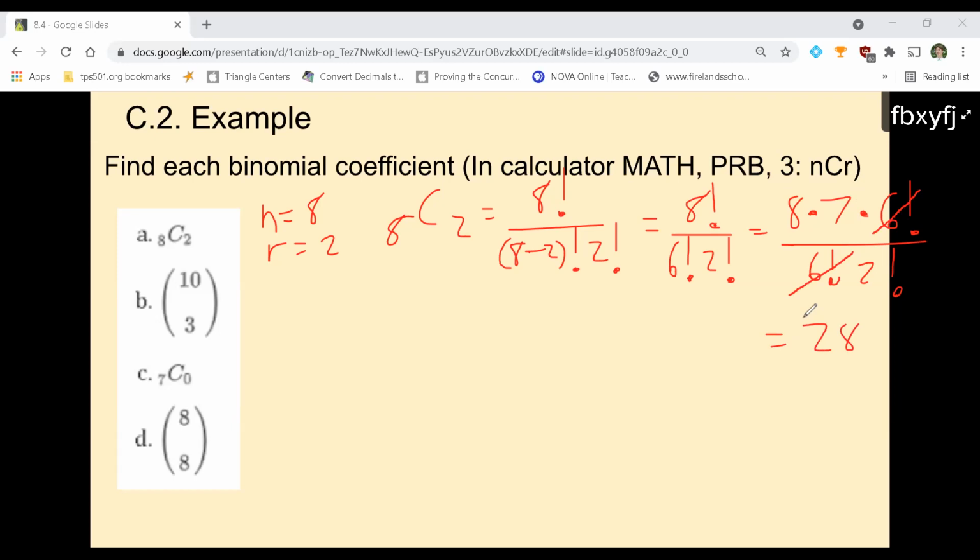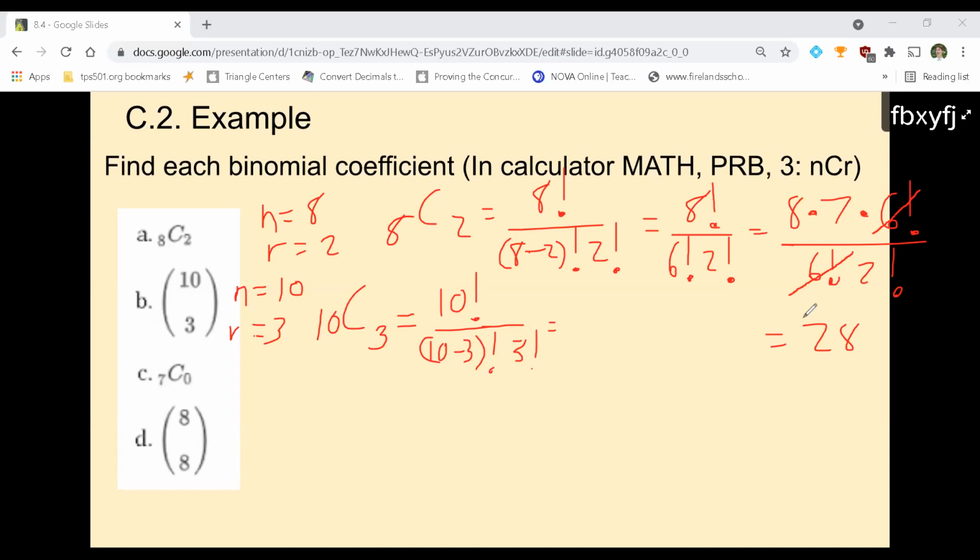Isn't that cool? Again, this is the same thing. This is telling me that n is 10, r is 3. And so this is really 10C3, which is 10 factorial over 10 minus 3 factorial times 3 factorial.